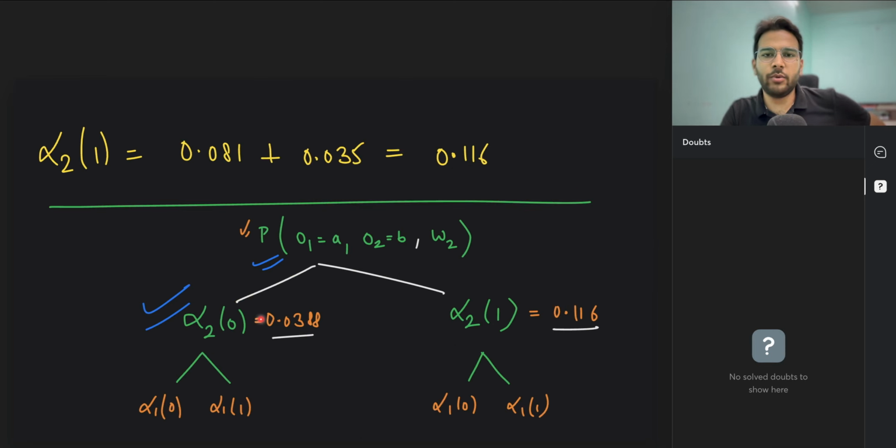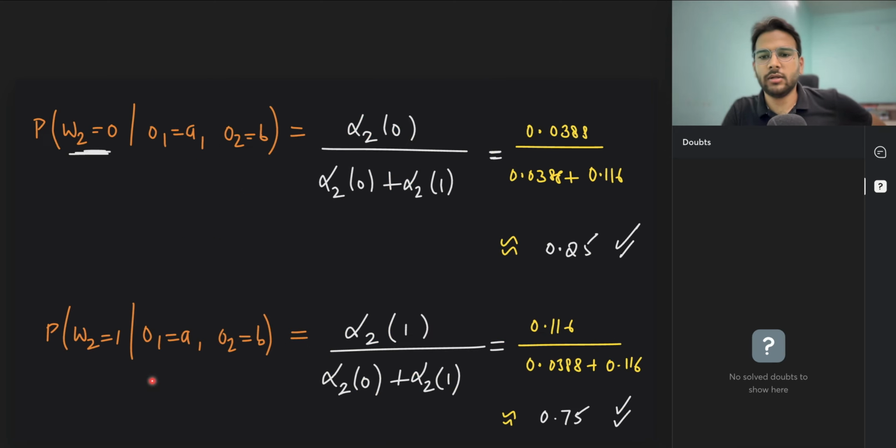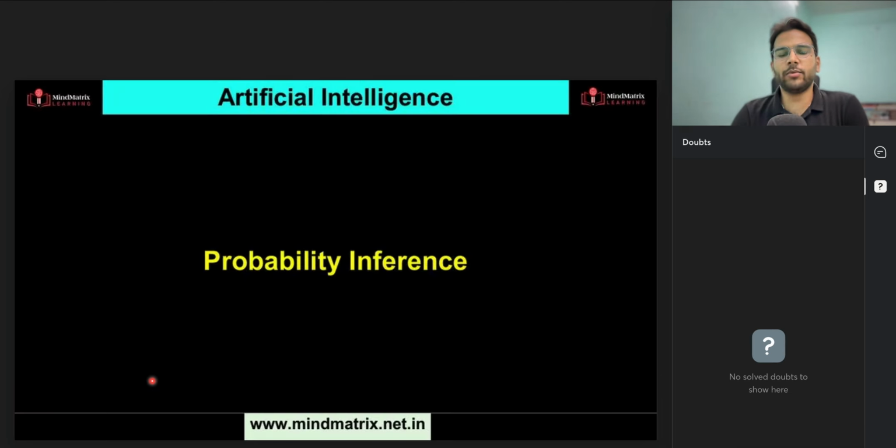Beyond this, they are never going to ask you anything in the GATE exam. That is for sure. 99%, I'm saying that is for sure, because these types of questions can be framed based on this. Okay, fine. So we have solved the question as well. Now we can proceed to our next topic, that is probability inference.